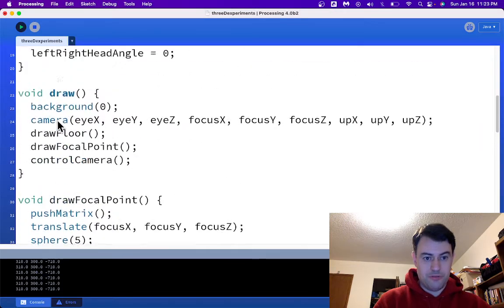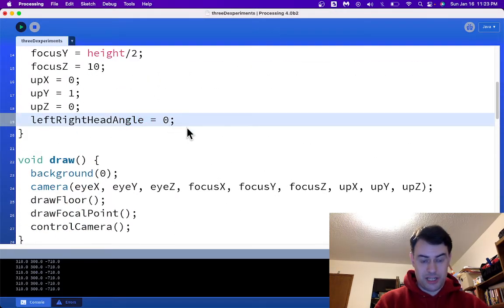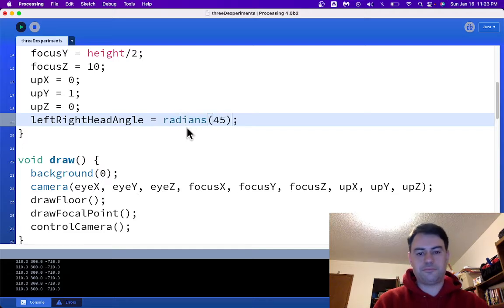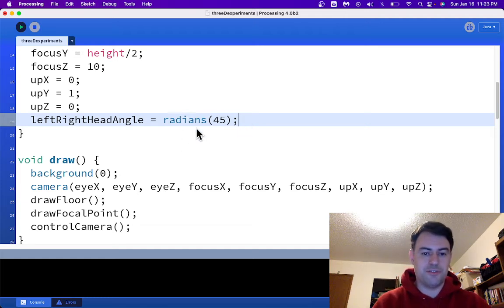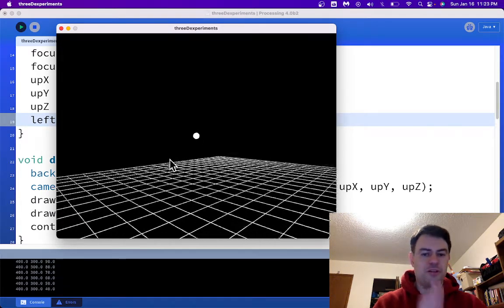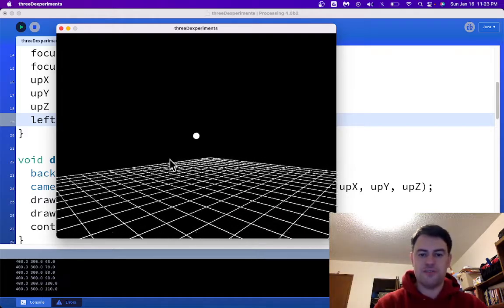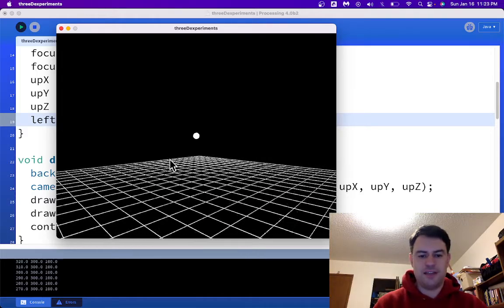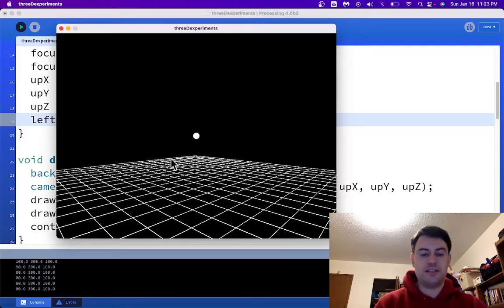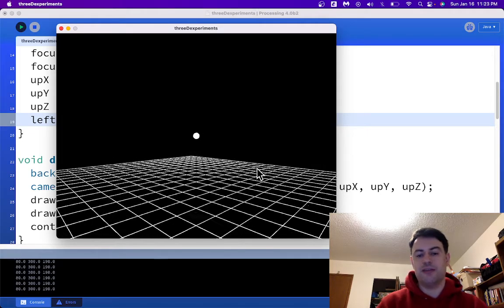I'll demonstrate. I can change the left-right head angle. I can't quite make it 45 degrees, but I can say radians, 45. If you recall, Processing uses radians. So whatever 45 degrees is, we'll turn it to radians. And you'll see now that we have a slanty floor. I still move along the grid lines of the floor when I press W and S, and same with A and D, right? So it looks like it is correctly moving our head around.